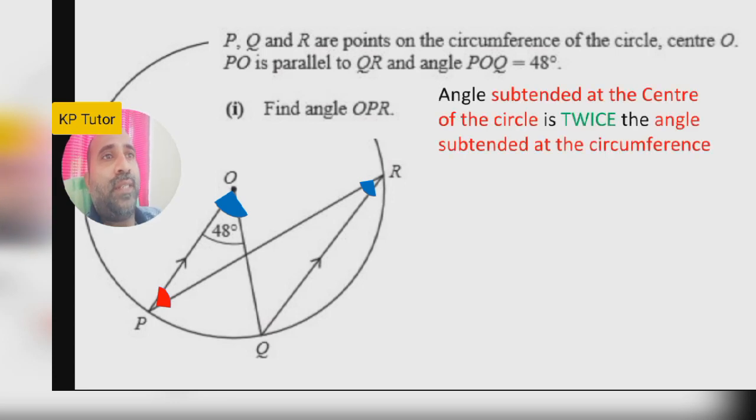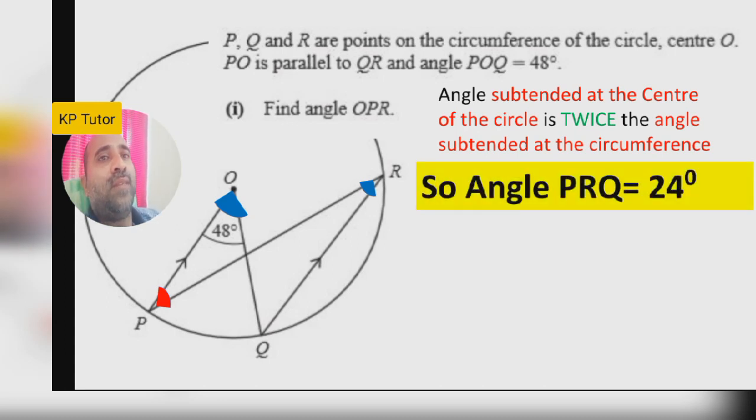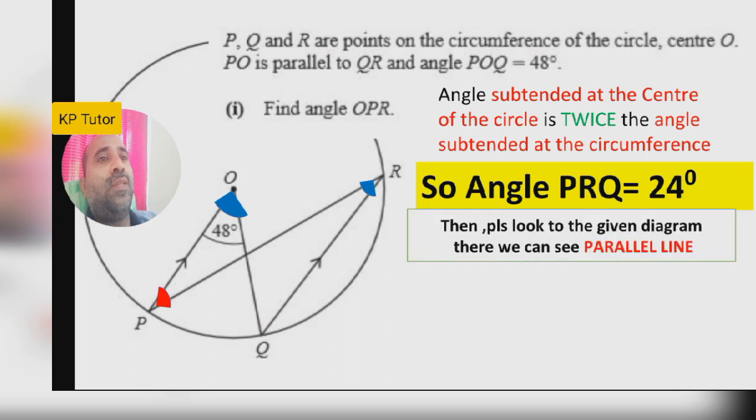Angle subtended at the center of the circle is twice the angle subtended at the circumference. We can easily say that the angle at the center is twice the angle at the circumference. Then what is the answer? Angle PRQ is equal to 24 degrees. Here 48 means they are taking half, just the opposite of that theorem. So that answer is okay.